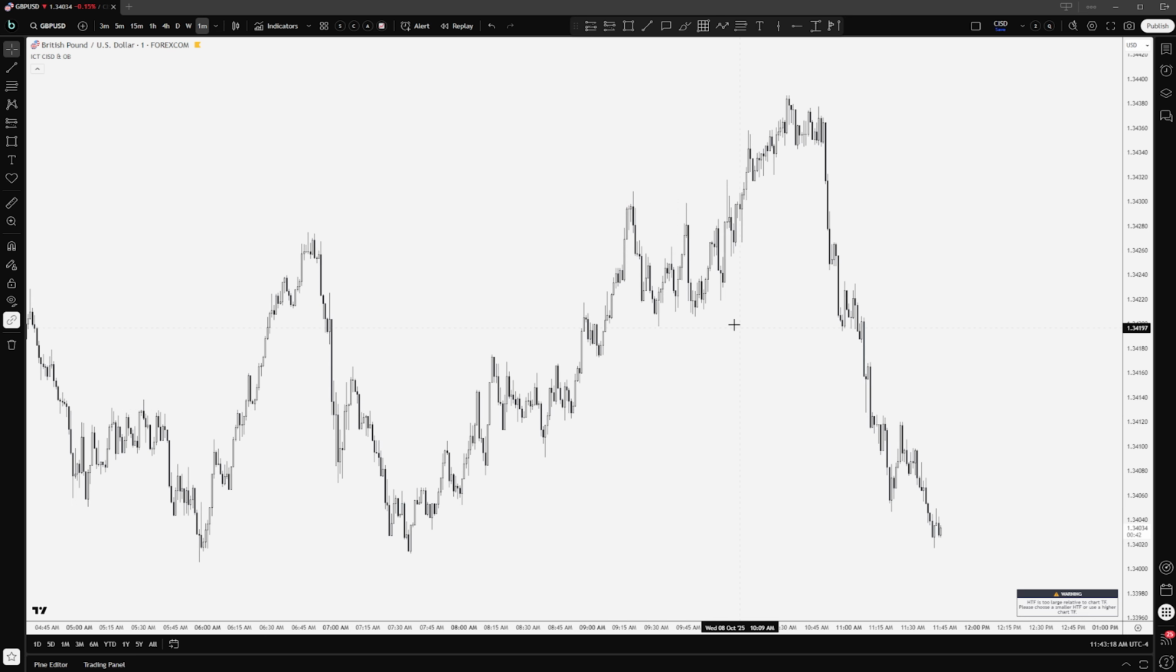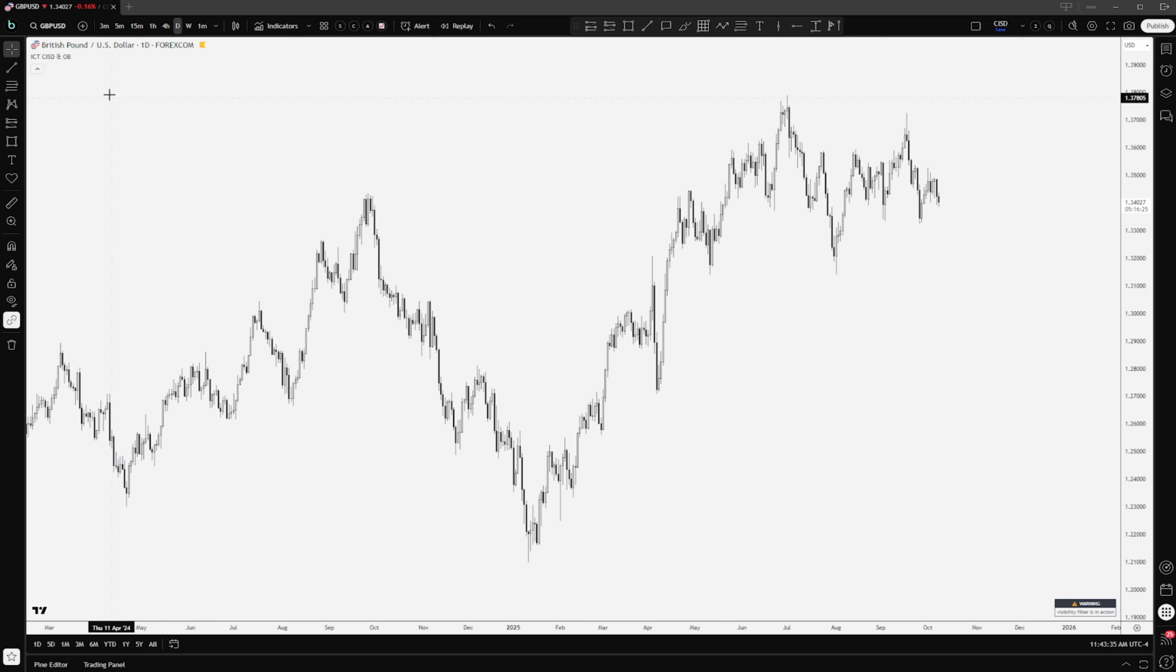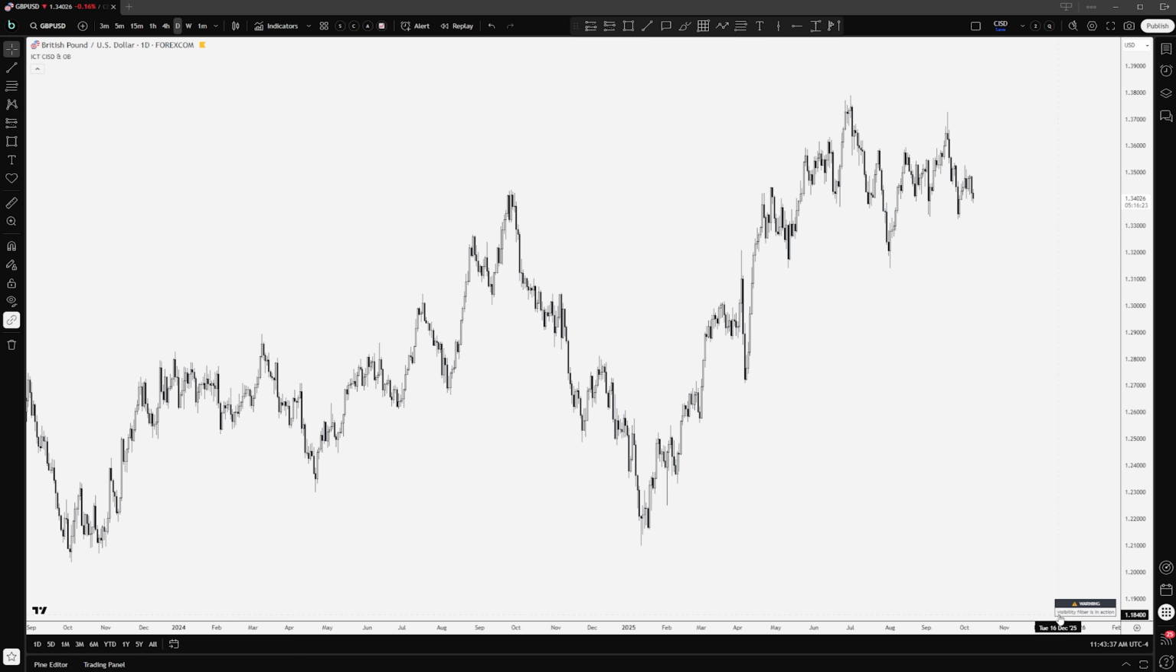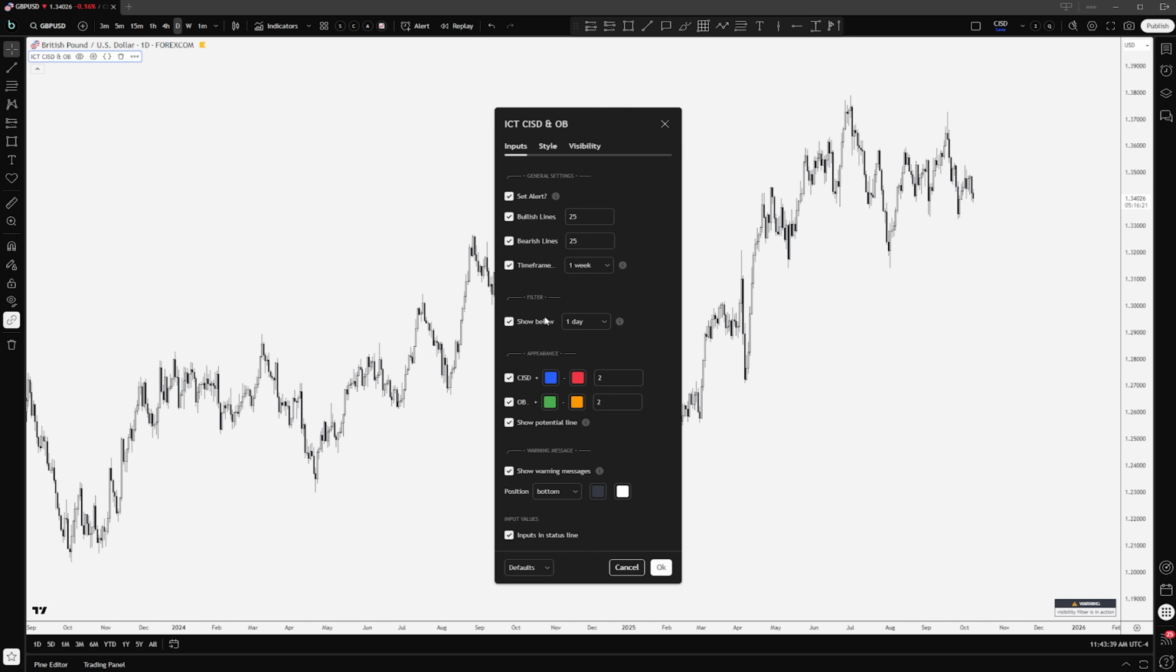rather than having TradingView running into errors, it will automatically tell you that the high time frame is too large relative to chart time frame. Please choose a smaller high time frame or use a higher chart time frame. So if we go to something like the daily, that makes sense. But at the moment, because I have the filter on, it's not going to plot. If I remove this, you can see your lines are going to be plotted here. So that's mainly about the warning messages.